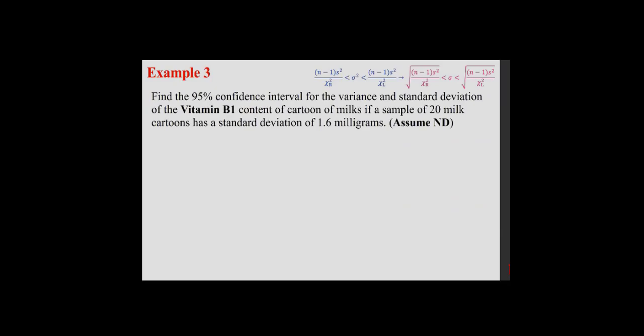Let's find the 95% confidence interval for the variance and standard deviation of the vitamin B1 content of cartons of milk, if a sample of 20 milk cartons has a standard deviation of 1.6 milligrams. Let's first write the given. We are assuming ND, or normal distribution. The very first number is 95%. That's very straightforward, confidence interval. The next number is 20. This is a sample of 20, so that's your n.